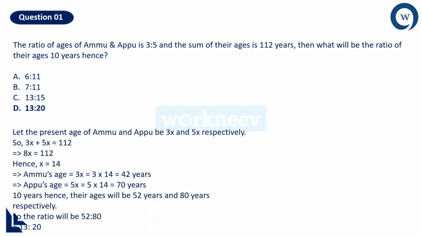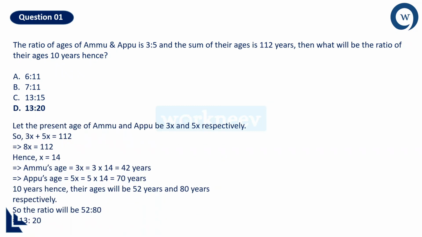Now the long cut. The long cut looks like this. Majority of you must have done the calculation in this way, and let us check what the calculation is all about. Let the present ages of Ammu and Appu be 3x and 5x respectively. So the initial assumption is being made in the first line. 3x is the age of Ammu and 5x is the age of Appu. And then as per the problem statement, the sum of their ages should be equal to 112 years, right? So 3x plus 5x will give me 112. So 8x is equal to 112 and the x value will turn out to be 14.